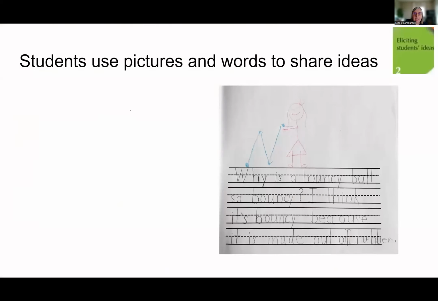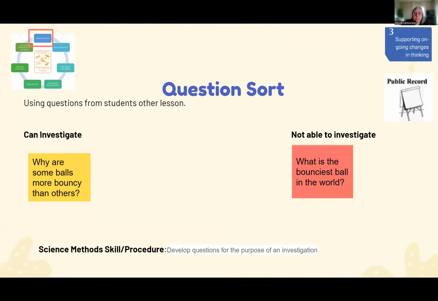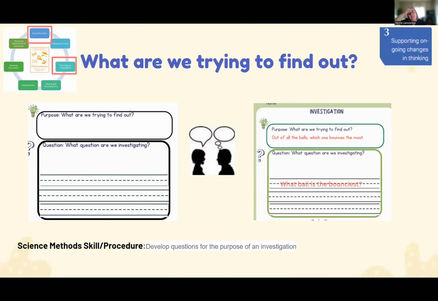And if you go back, this one that I said, why does a bouncy ball bounce but not a baseball? That's a great question, actually, and it probably would come from a student. That is under the same more generic question of why some balls bounce. That's why I said grouping them and guiding students to say, this is a similar question, but let's look at all balls, some are bouncy, some aren't, and let's try and find that out. Okay. So then students are developing questions for the purpose of an investigation.